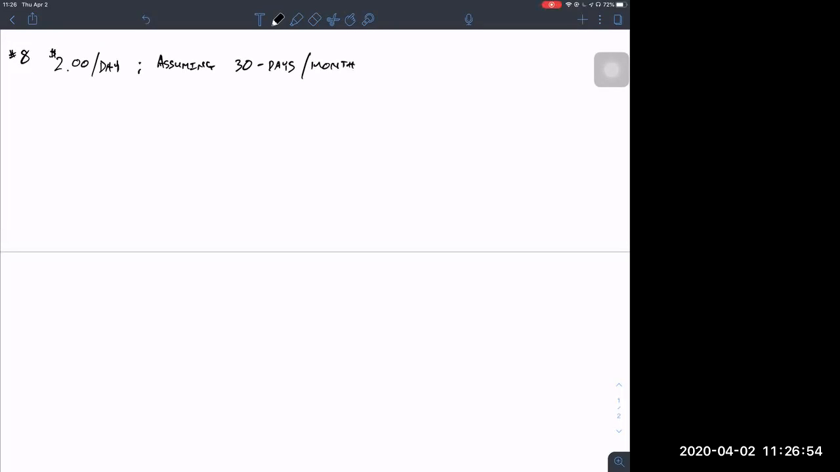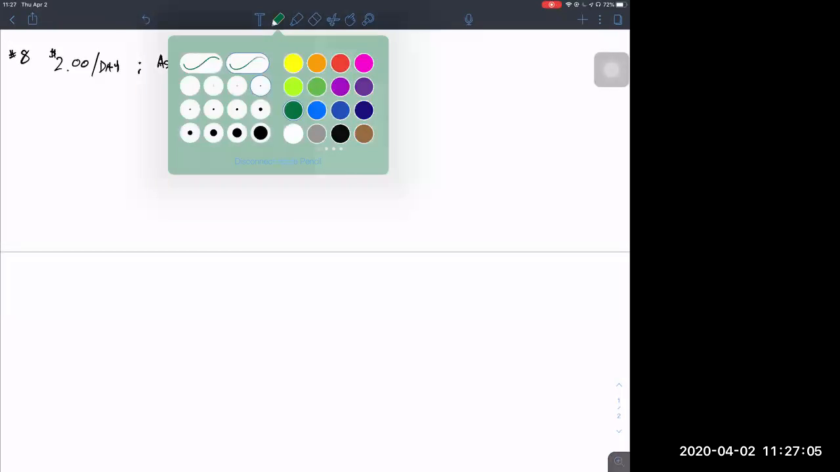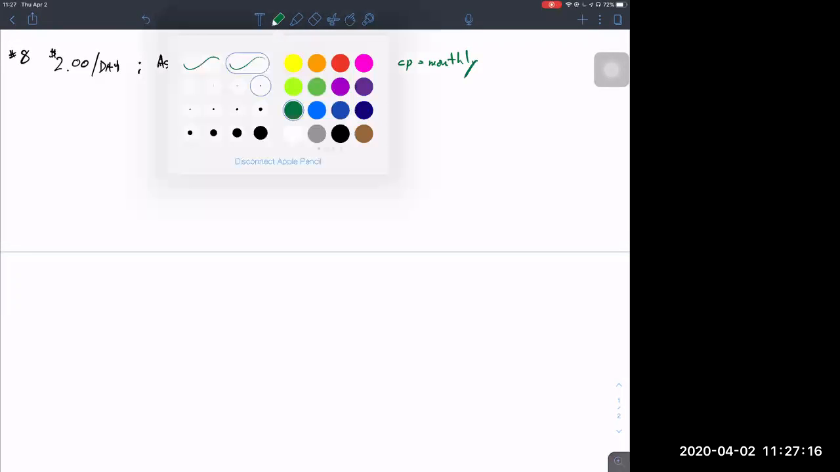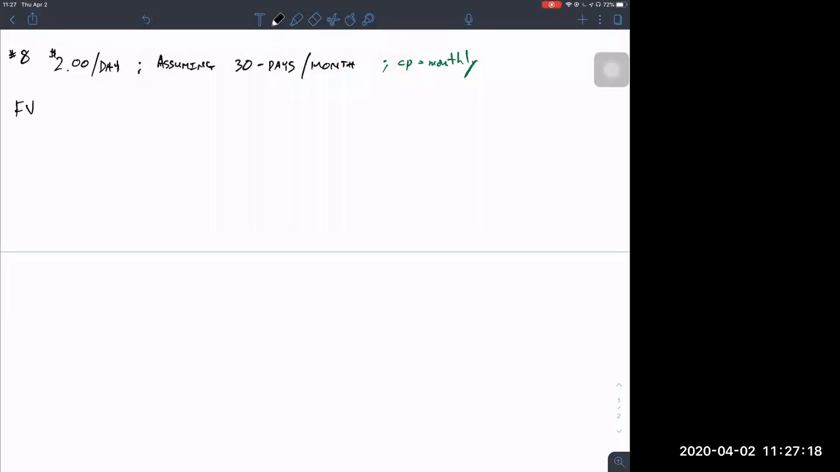They want to know how much is in the account after maturity. In other words, you're looking for the total amount. My problem says that you're compounding monthly, but you're saving $2 every day. So what's the recurring payment? I already told you you're looking for the future value. The recurring payment is just your $2.